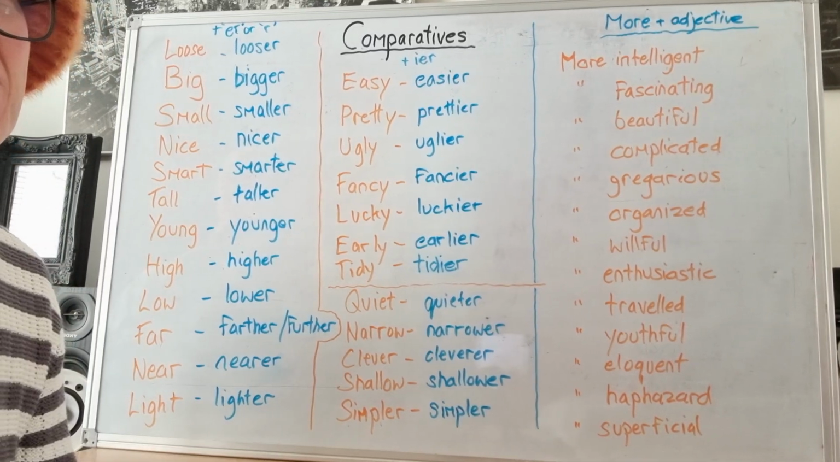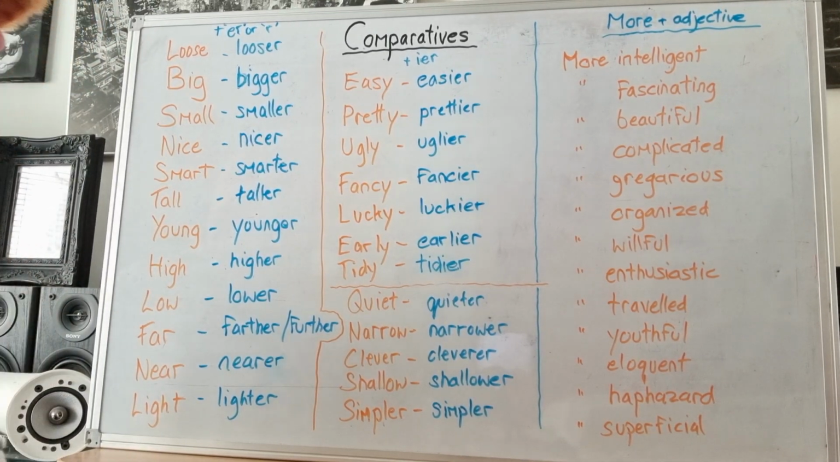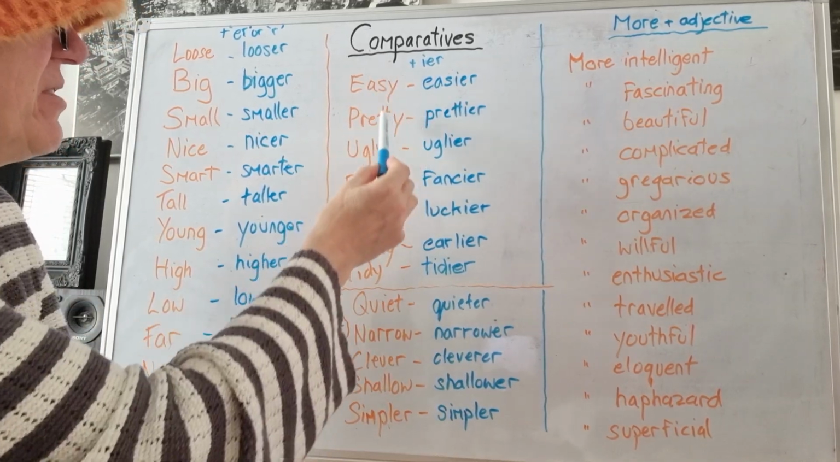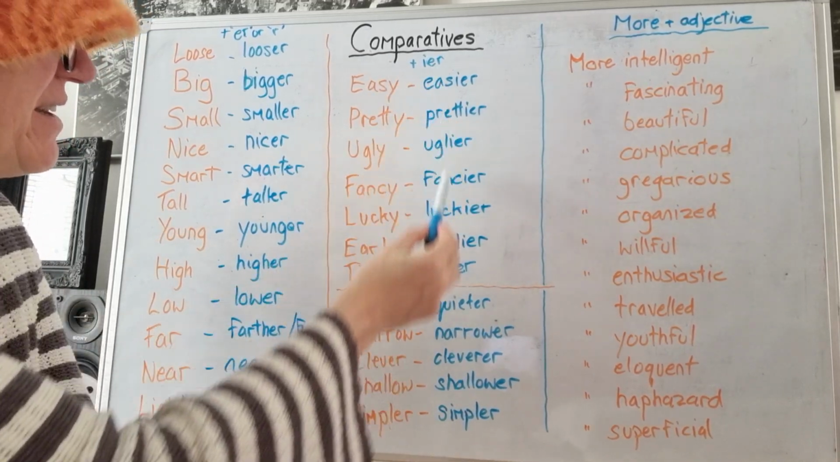Good grief. You see, I knew it would be a catastrophe. Okay, now. So if the adjective is 2 syllables and ends in Y, we remove the Y and add IER.